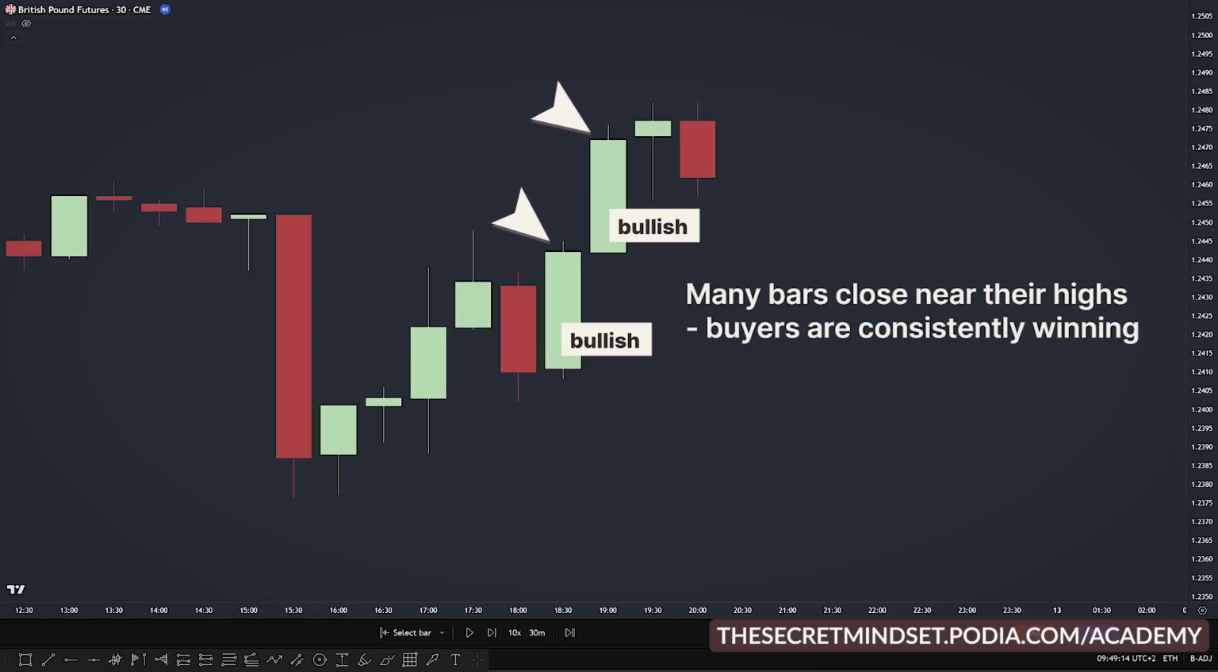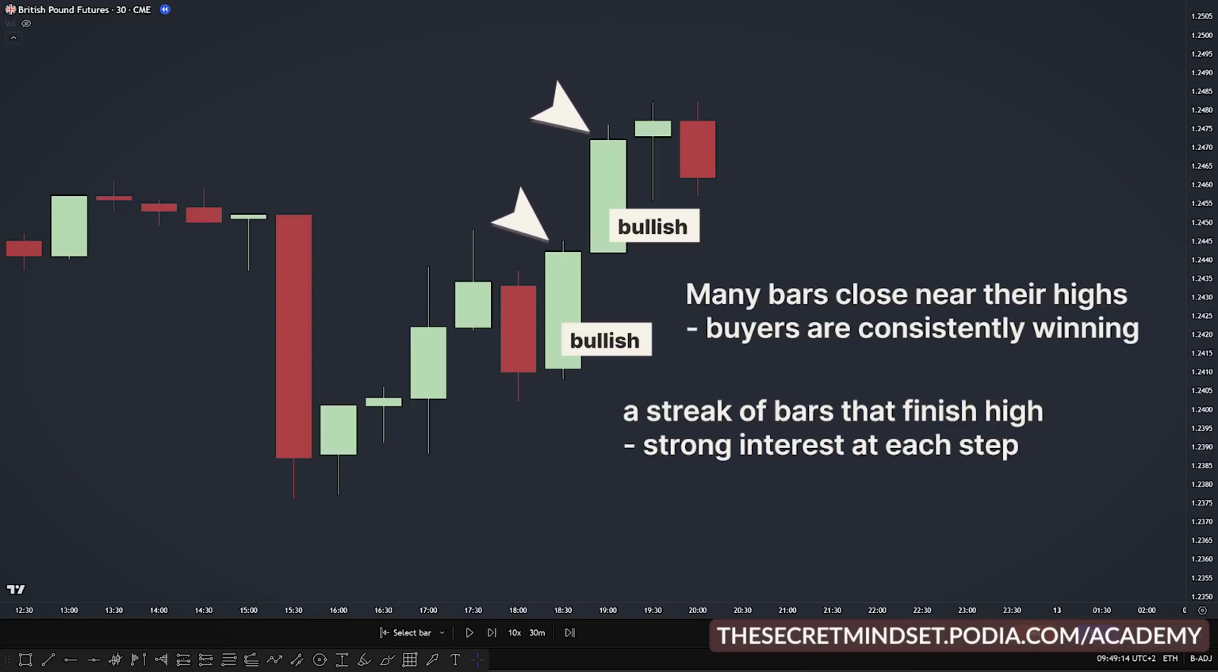If many bars close near their highs, it can hint that buyers are consistently winning. In an uptrend, a streak of bars that finish high suggests strong interest at each step. If a bar suddenly closes near its low after that streak, it may point to a shift in mood.